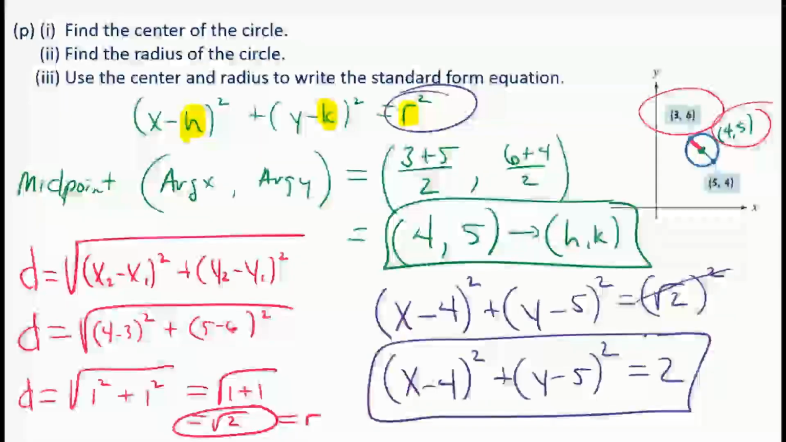I love this problem. Why? Because it uses everything we learned in this section: the midpoint, the distance formula, and the equation of a circle. The only thing we didn't do is complete the square to put it in standard form, because it gives us standard form in the process we used.